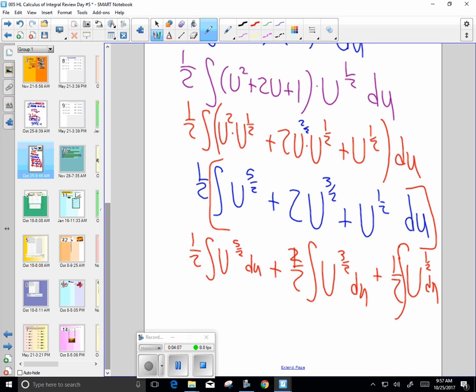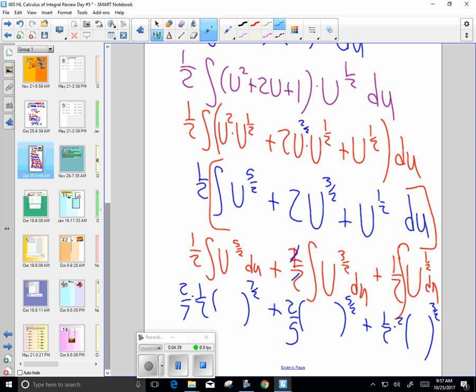Okay, so if I integrate that, I'm going to get 1/2 u to the 7 halves times 2/7 plus u to the 5 halves times 2/5. Good job, Susie and Max, on that one. I'd missed that. Plus 1/2 u to the 3 halves times 2/3 plus c.